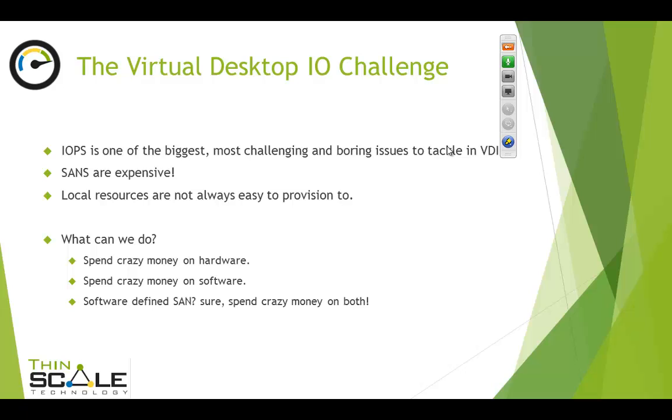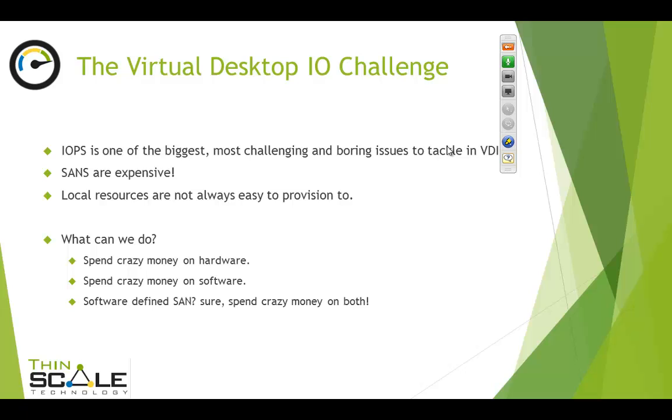So the Virtual Desktop I/O Challenge. Look, IOPS are something that you can't talk to a customer about virtual desktops for more than 5 minutes without having to tackle this challenge. It's boring, it's challenging, it's big, and it's expensive. There are many ways to negate this with clever inline storage. There's hypervisor level RAM caching. There's all kinds of products out there, but through a little bit of a thought journey and a little bit of playing and testing, we've come up with our own little solution.